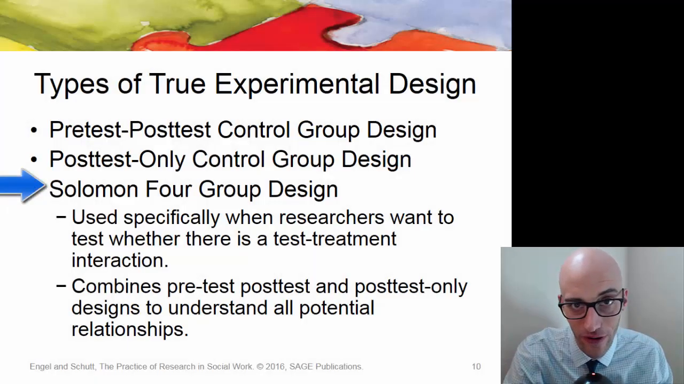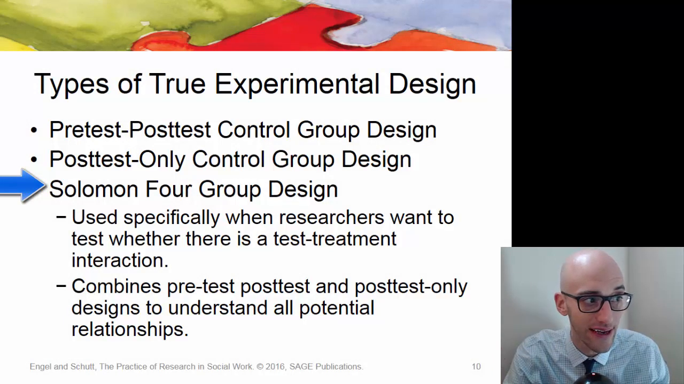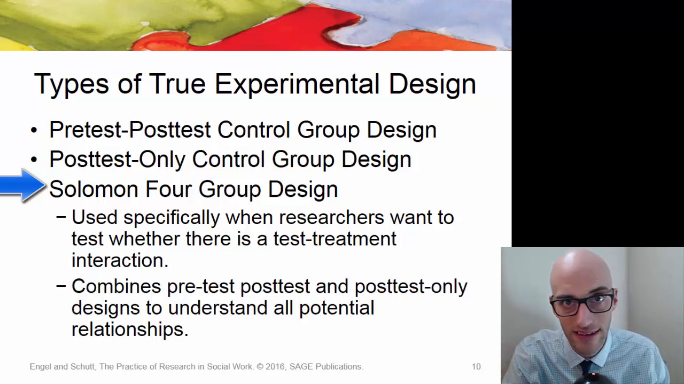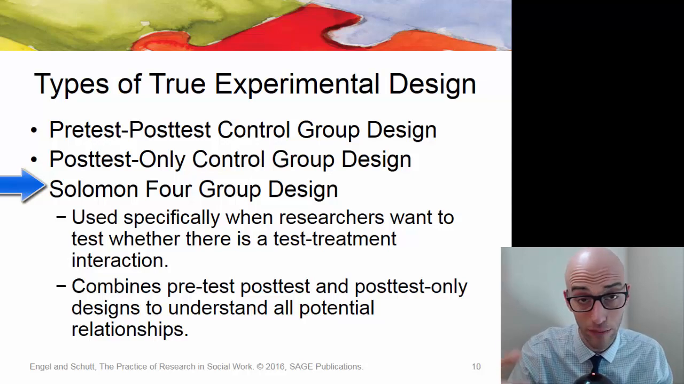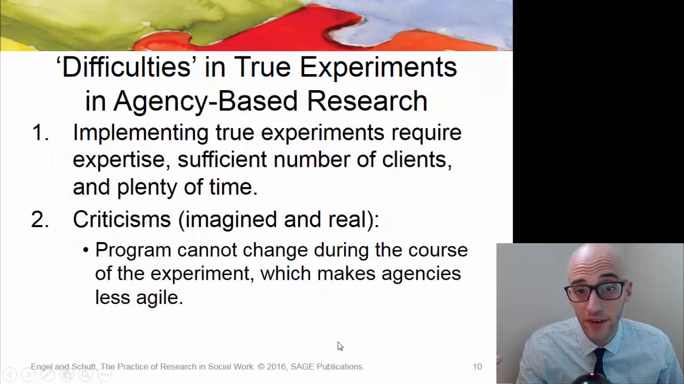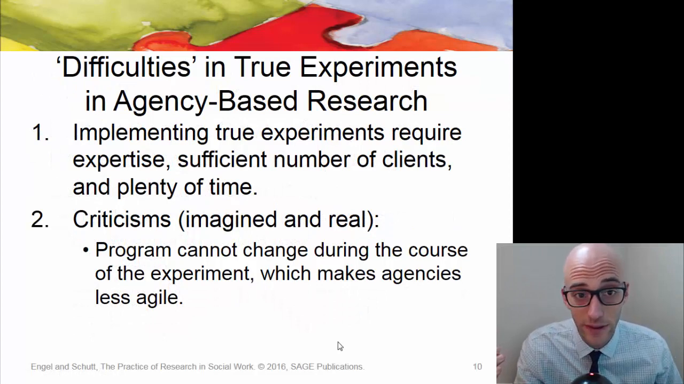And then there's a Solomon four-group design, which is essentially like a hybrid of both of them. Used when researchers want to test whether there's a test-treatment interaction, and it combines a pre-test, post-test, and post-test only design to understand all possible relationships. So that one's a little bit more complicated, takes a lot more time and resources, but also has a little bit more clinical strength.